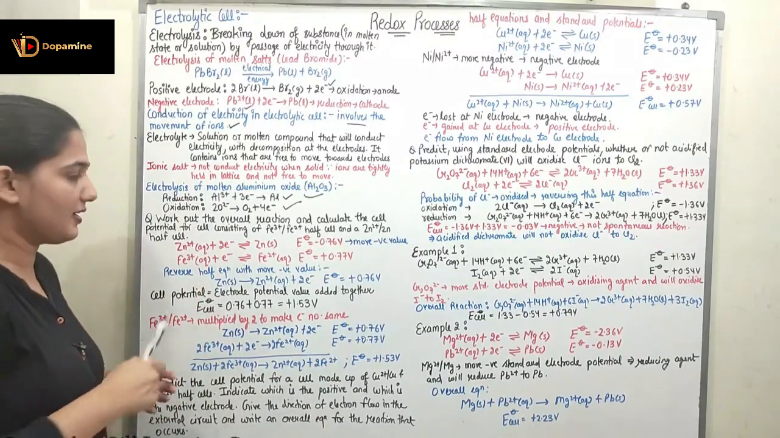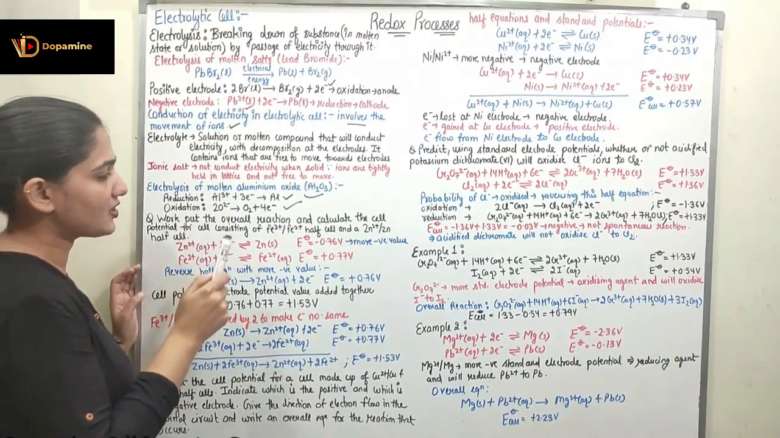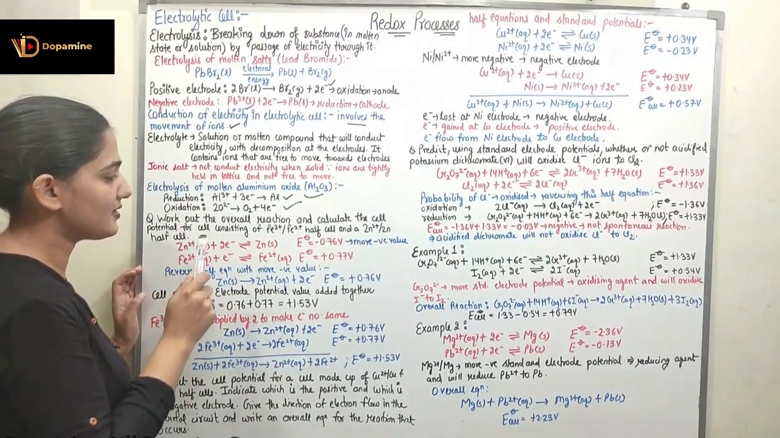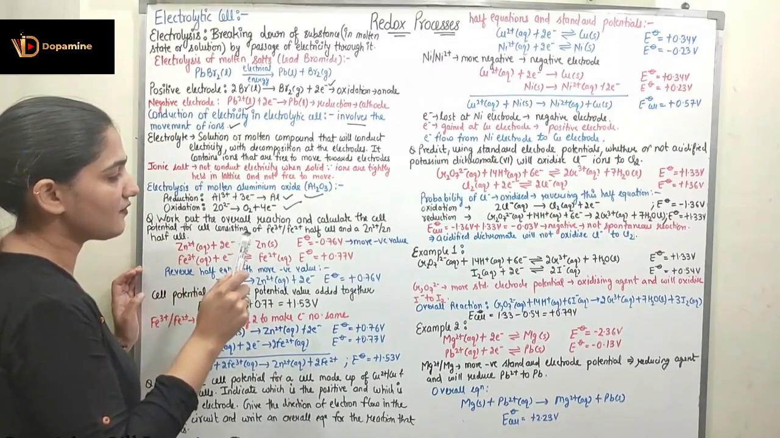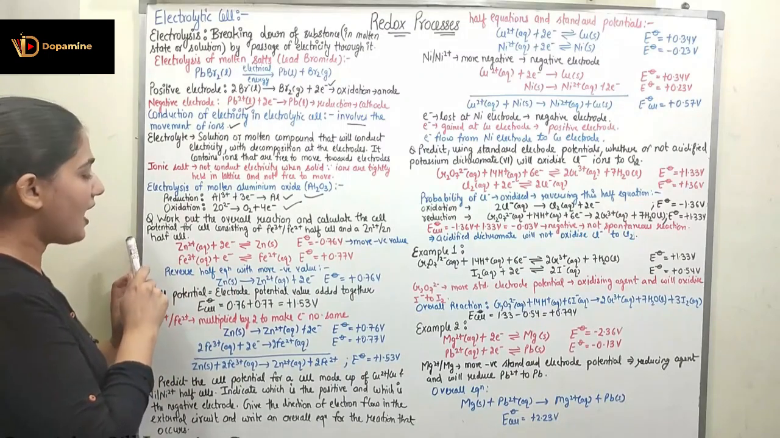Coming to the question. It states: work out the overall reaction and calculate the cell potential for the cell consisting of a Fe3 positive, Fe2 positive half cell and a Zn2 positive, Zn half cell, right?